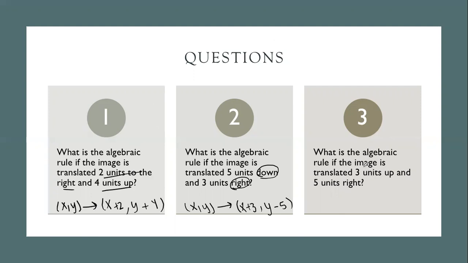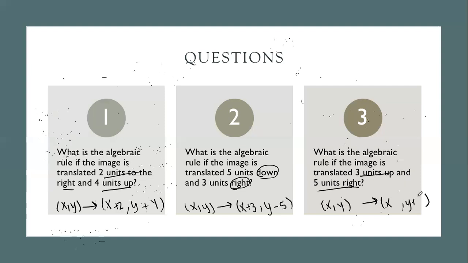Okay. Number 3. What is the algebraic rule if the image is translated 3 units up, 5 units to the right? Okay, Mia, if I'm going 3 units up, which is that, x or y? Y, so it'll be plus or minus? Plus 3, perfect. And then Lizette, if I'm going 5 units to the right, what is that, plus or minus 5? Plus 5, perfect. So it'll be x plus 5, y plus 3.